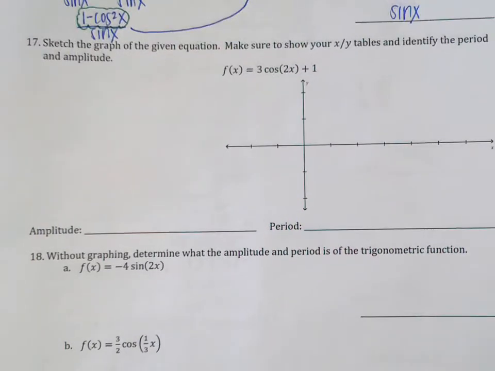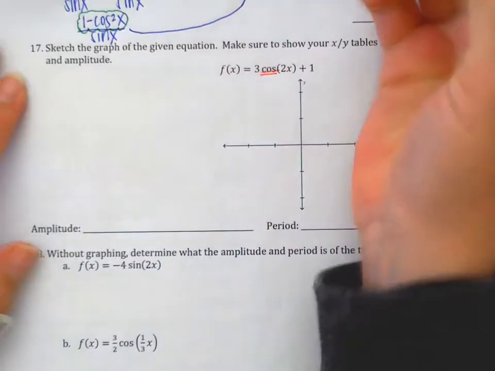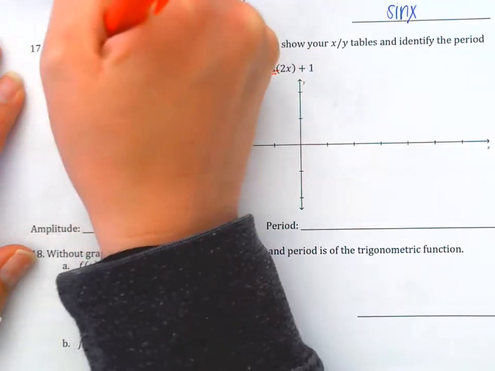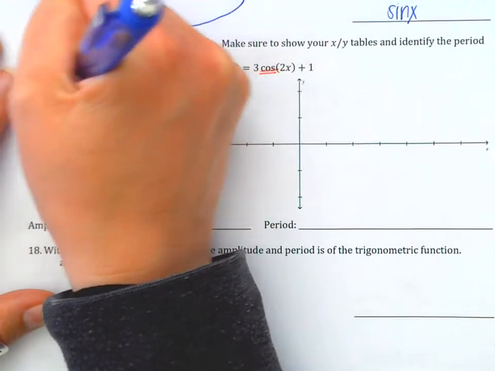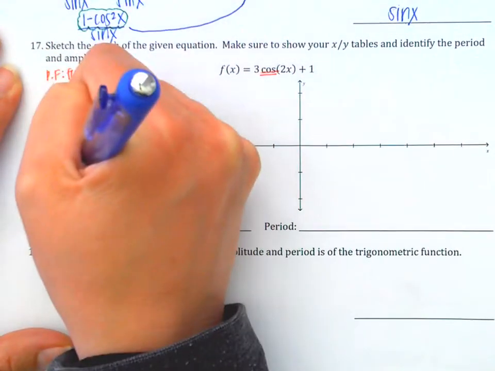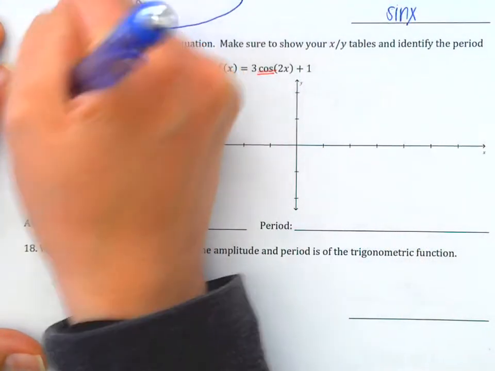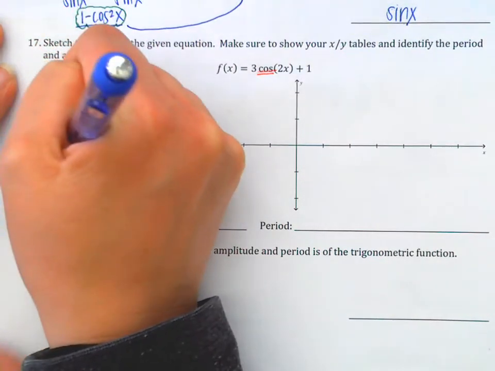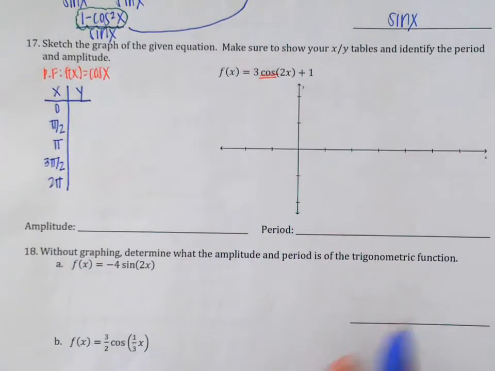So we start with our parent function like normal. My parent function is looking at cosine. Okay, so I'm going to start there. Now, you guys can look at your parent function table, or we can look at our unit circle. Remember, your x values are always the same: 0, pi over 2, pi, 3 pi over 2, and 2 pi. And then my y values are what cosine is equal to at those points.